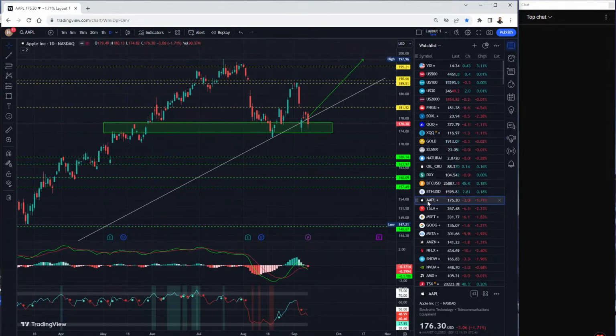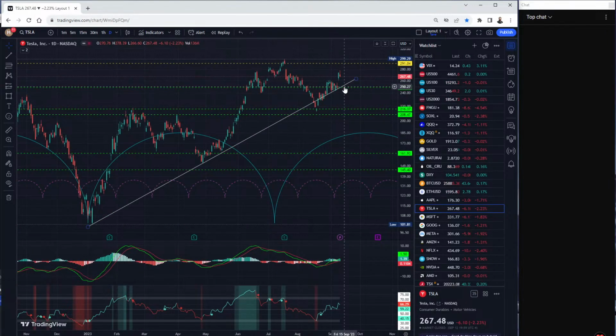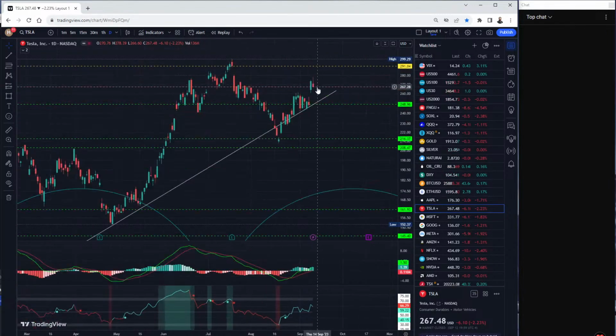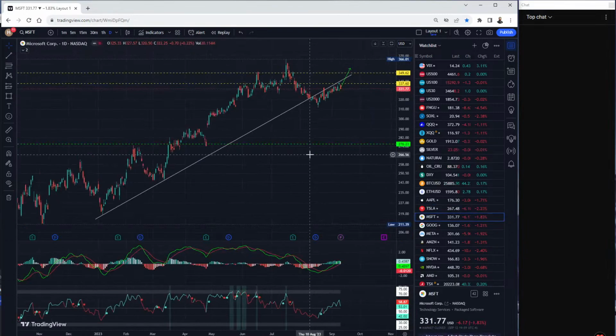Let's see what happens. Tesla is just consolidating, 2.23% after this massive gap up. This gap is here, so I don't know if it's going to come all the way down to fill this gap before going higher, or this is just a trap before it goes higher and fills this earnings gap. We'll know soon. Microsoft, you can see struggling to close above this trend line.